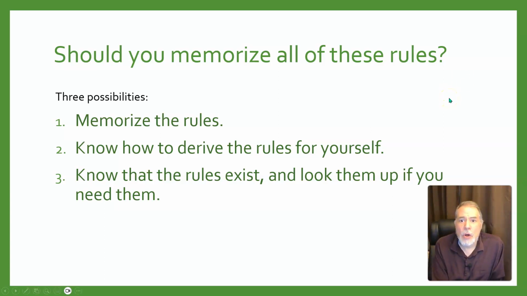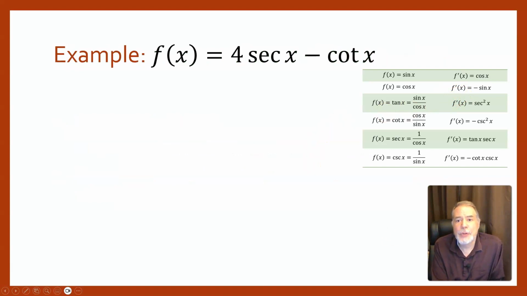Anyway, let's go on and look at some more examples of these rules in action, putting these new trigonometric derivative rules together with some of the other derivative rules that we already know, like the product rule or the quotient rule, or in this case, we have a constant times a function minus another function. So the derivative of that whole thing, 4 secant x minus cotangent x, should be 4 times the derivative of secant x minus the derivative of cotangent x.